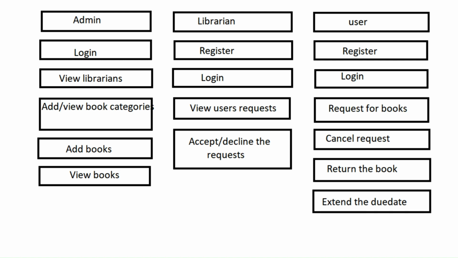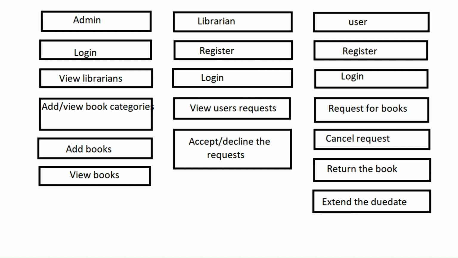There are three modules: admin, librarian, and user. Admin can log in with the predefined login credentials, like username and password, or email and password. After the login, admin can add the book categories and view the book categories. After that, add the books to the website and view the added books in the view books page.